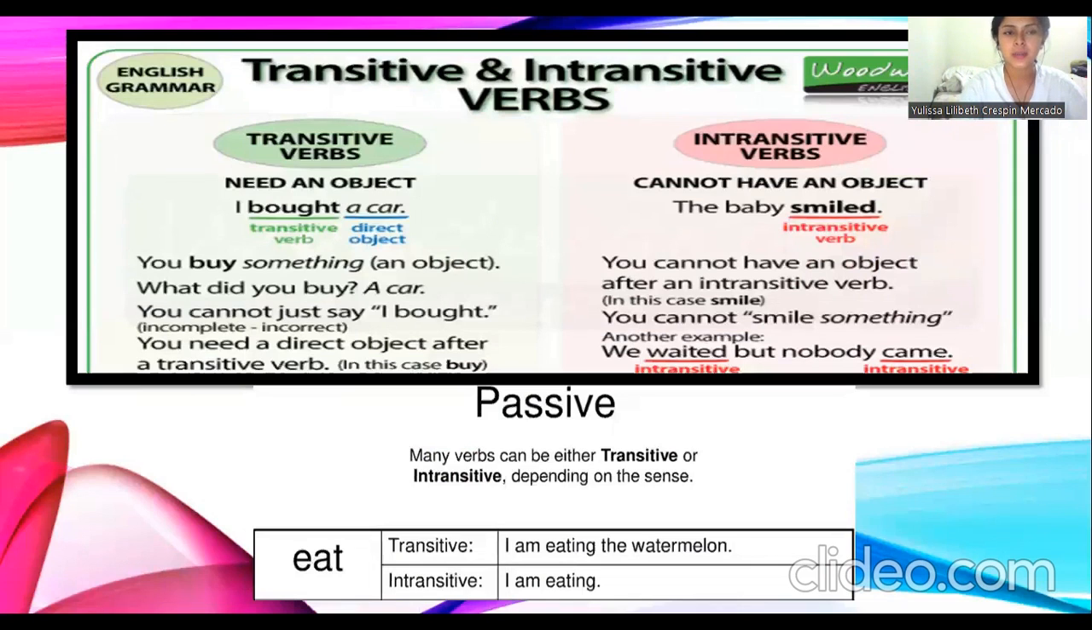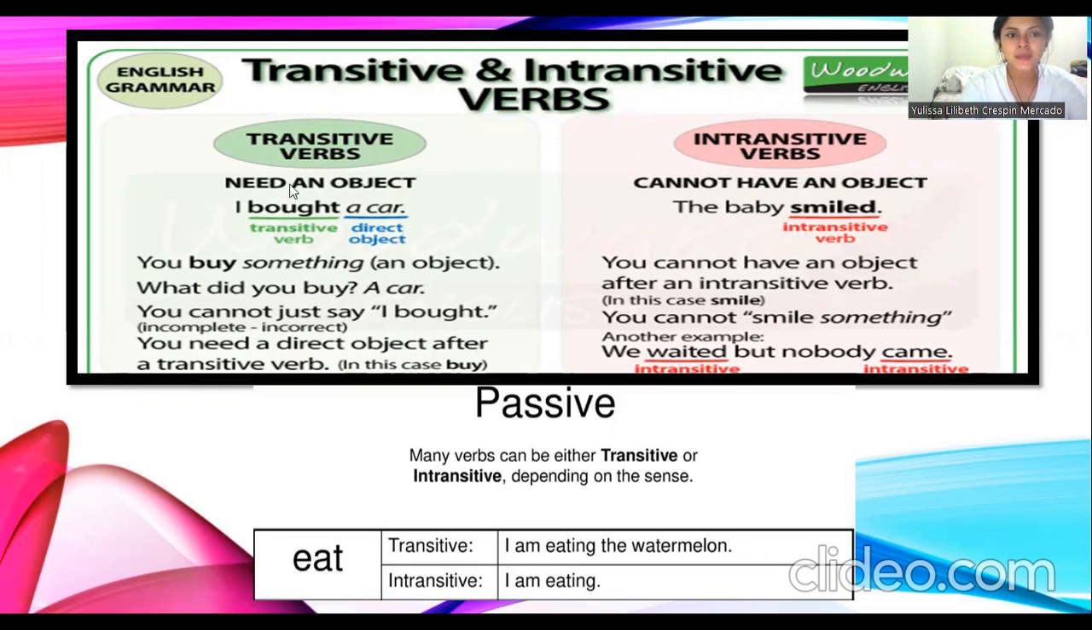Hello, I'm Julie. Today I'm going to talk about transitive and intransitive verbs in the passive voice. What is a transitive verb? Well, transitive verbs are action verbs that have an object to receive that action. And intransitive verbs are action verbs like transitive verbs, but they don't have an object receiving the action.